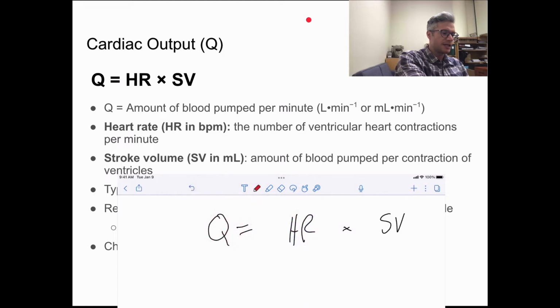So again, let's say we increase our heart rate. So heart rate goes, let's say, from 60 to 100 beats per minute. That's a unit. What we'll see, if we're assuming that stroke volume stays the same for each beat, is that our cardiac output goes up. Okay, so that's one scenario.